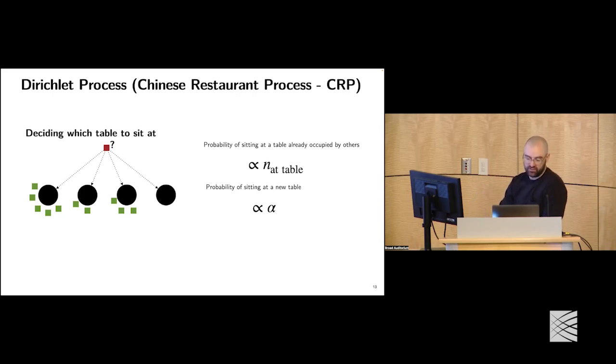If you're the red block and you show up to a restaurant and you're looking at tables, the probability of you sitting at a table is proportional to whoever's there. And the probability of going to a new table is proportional to alpha, which is just the concentration parameter. So the concentration parameter then explicitly models how likely you are to jump to a new table. It implicitly controls the number of tables. And since we don't a priori know how many modules there's going to be, alpha is not fixed, but alpha has a prior, a diffuse prior.